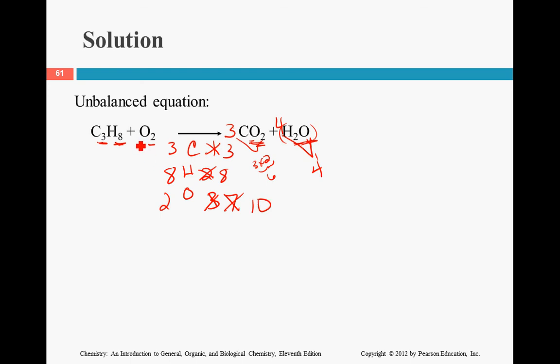We only have 2 on the left. If I multiply this by 5, that turns the oxygens into 10. So there's our balanced chemical equation.